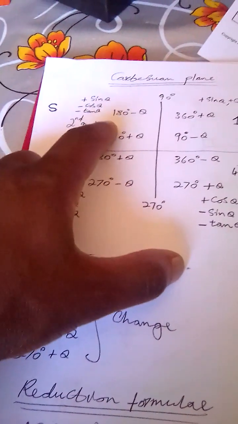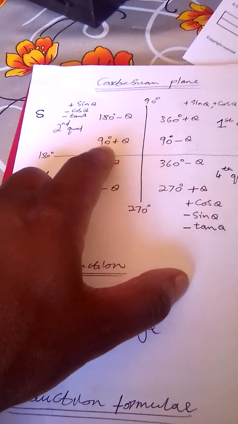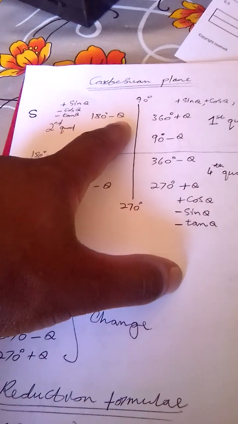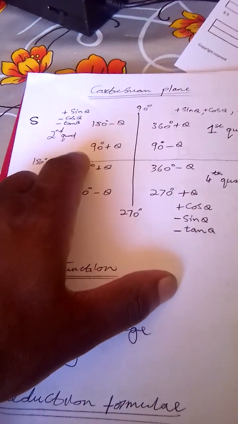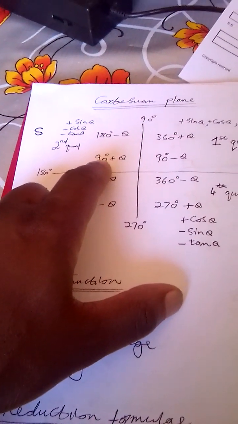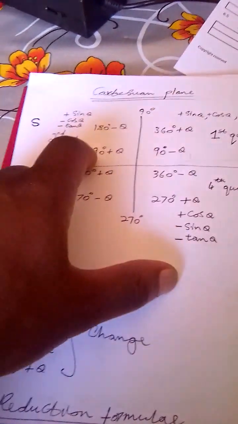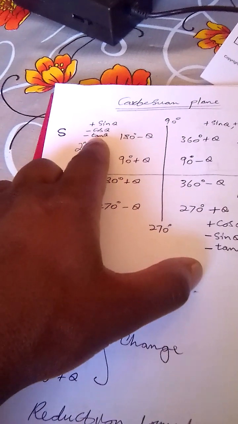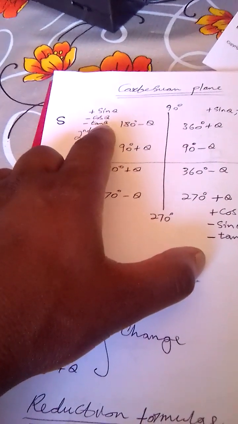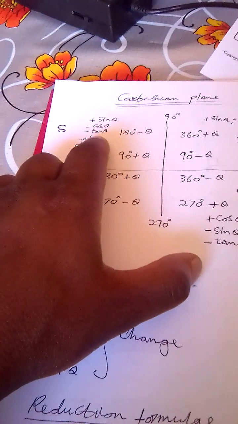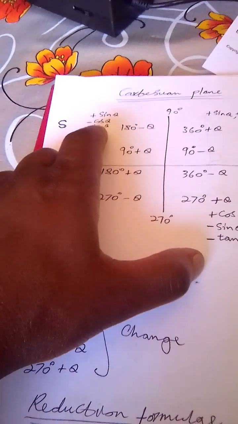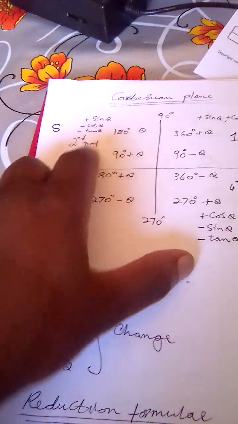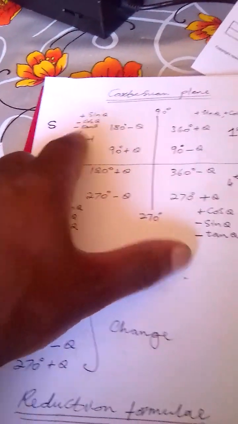Now we go to the second quadrant. In the second quadrant, we have 90 plus theta and 180 minus theta. So 180 minus theta and 90 plus theta are in the second quadrant. Now in the second quadrant, tan and cos are negative, and then sine is positive. That's why we put S.